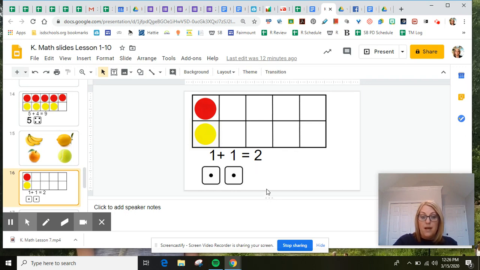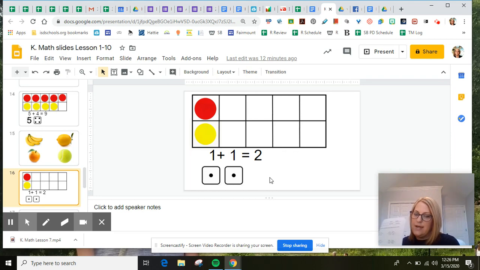Now that's called a double when you have two of the same. One and one is the same as two. Today, when you practice your addition, you're gonna be practicing doubles. One and one is the same as two. Two and two is the same as four.